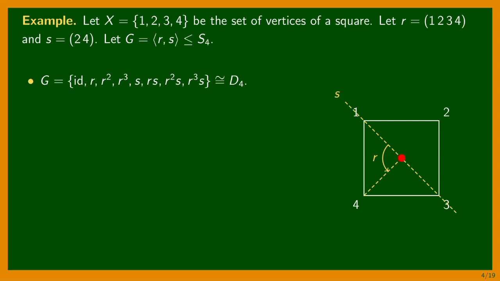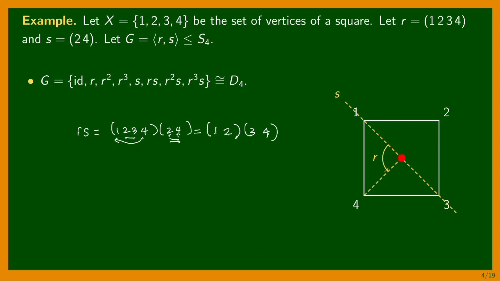Anong product RS? Ano yung RS? Yung RS, (1 2 3 4)(2 4). Tingnan natin kung anong product na ito. 1, saan dadalhin? 1, fix here. 1 goes to 2, so 1 will go to 2. Where will 2 go? 2 to 4, 4 to 1. So 2 goes back to 1. Eh si 3, saan pupunta? 3 is fixed, 3 to 4. Okay? Then where will 4 go? 4 to 2, 2 to 3, 4 back to 3.